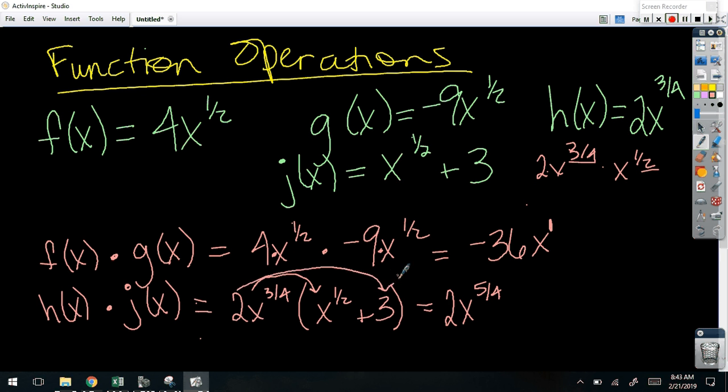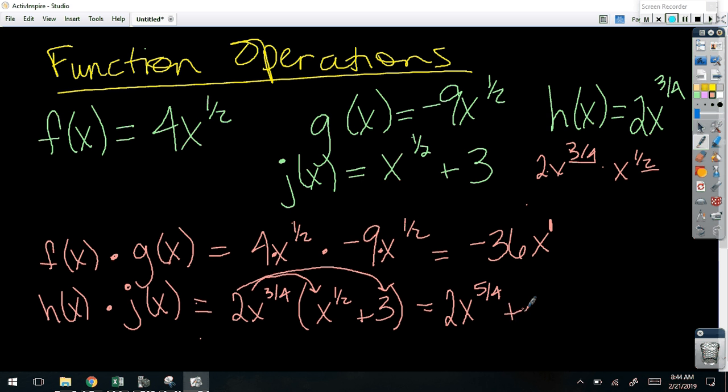A power of a power is when you have, if I had 2x to the 3/4 raised to the 1/2, that's a power of a power. That's when you multiply. But because this is multiplying, I add the exponents. All right, guys, y'all stay with me.